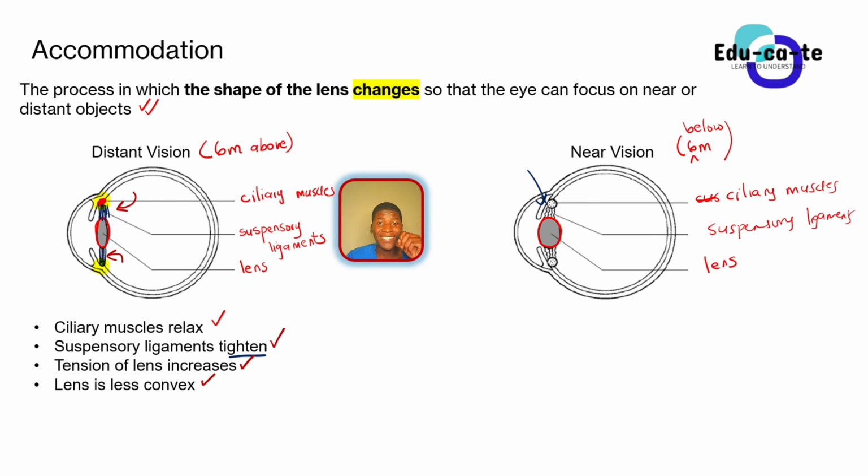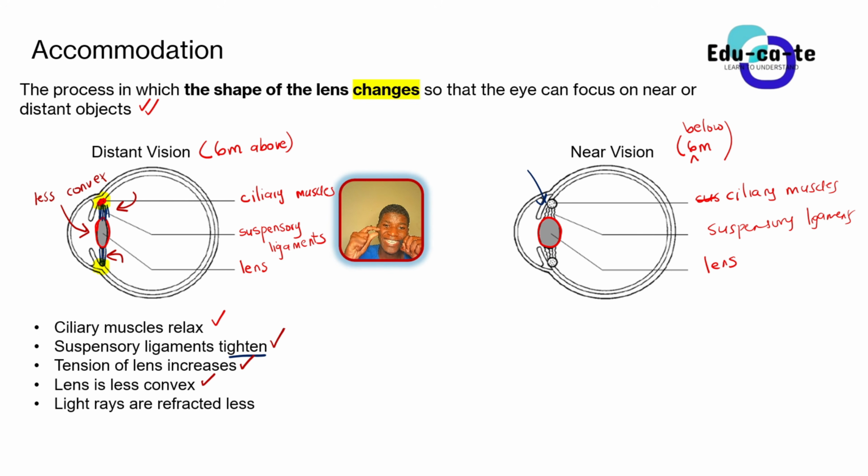When you say the lens is less convex, we are referring to this small shape here. I have said that in distant vision you have a smaller lens, but scientifically you do not use the words a smaller lens. You say the lens is less convex when it is this small. So when the lens is less convex, why? Now you answer yourself: why must the lens be less convex so that you can see objects that are far away? It is because light rays need to be refracted less.